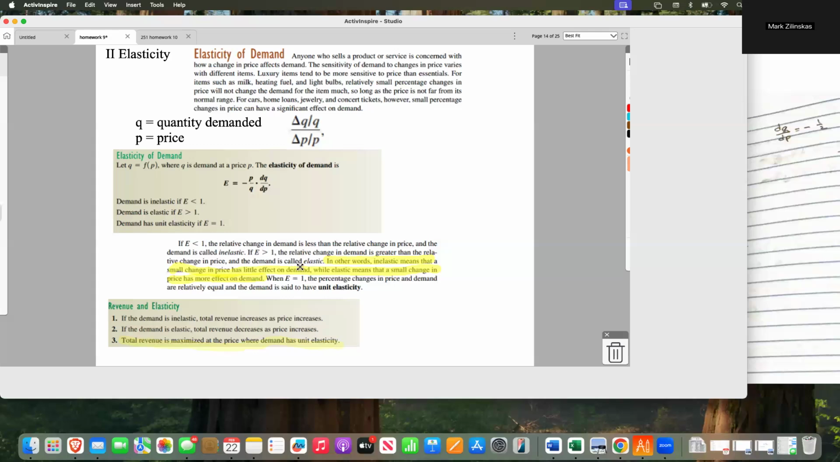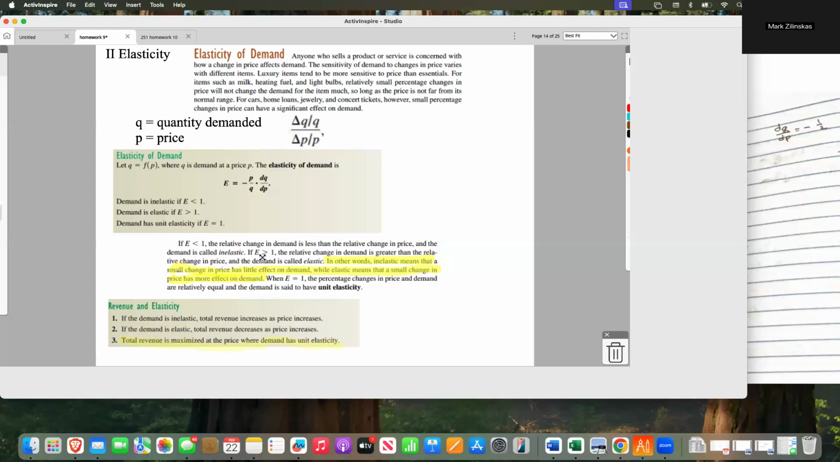Well, I basically highlighted that down here. If E is less than one, the relative change in demand is less than the relative change in price. We call that inelastic, okay? If E is greater than one, then the relative change in demand is greater than the relative change in price. We call that elastic, okay?